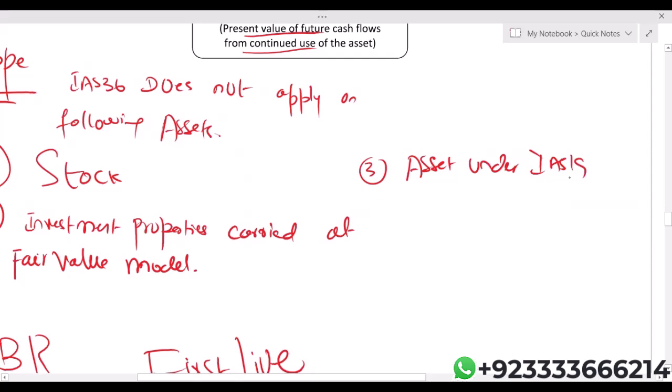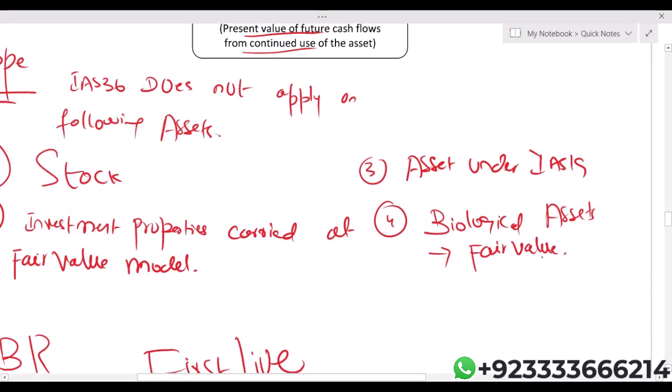So there's a possibility that under IAS 19, instead of an obligation, you may get an asset. If there's an asset under IAS 19 employment benefit, then on that asset, IAS 36 is not applicable. Biological assets carried at fair value: again, IAS 36 is not applicable. Obviously, we will see biological assets, inshallah, in IAS 41, agriculture.